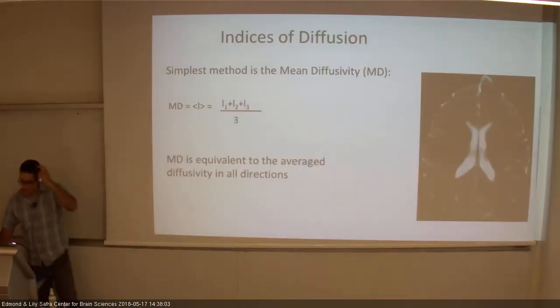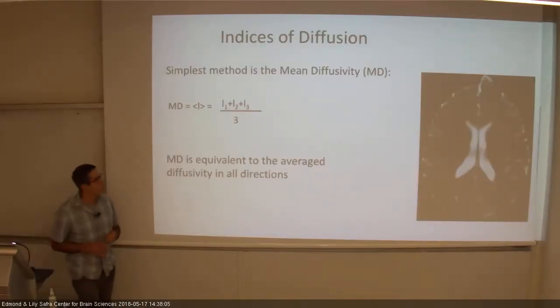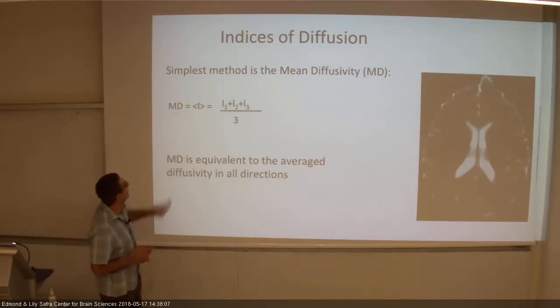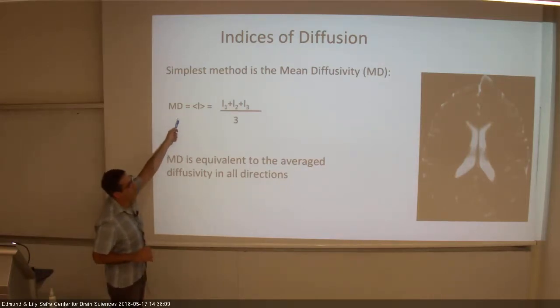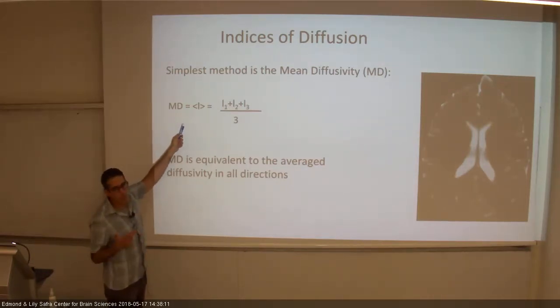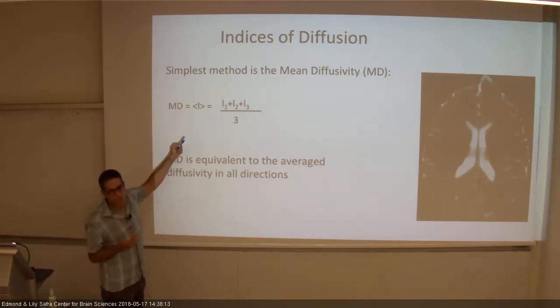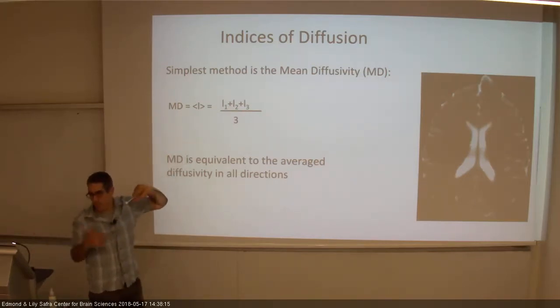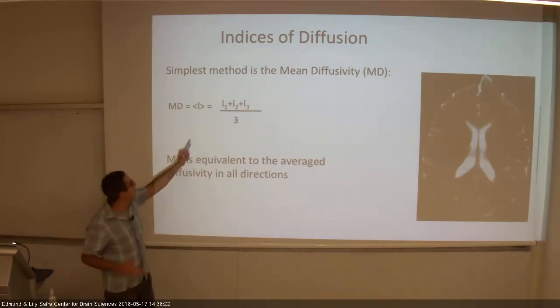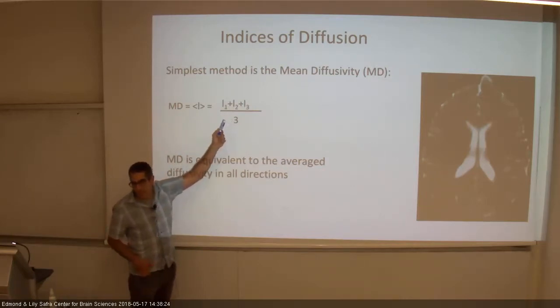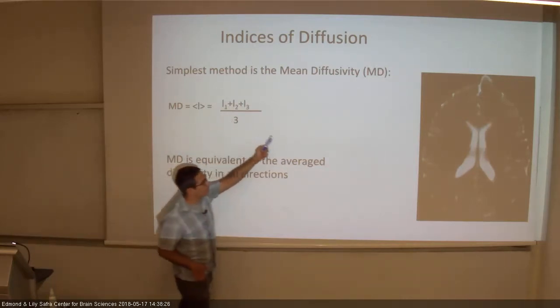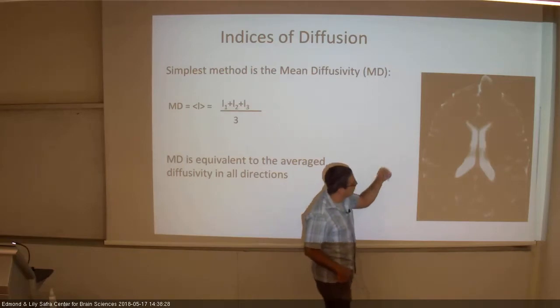Okay, if we average the three lambda values, we're going to get something called mean diffusivity. It is very similar to apparent diffusion, but just the average all over. That's the average that you were mentioning. So I could average everything, and I will get the mean diffusivity, which is essentially to take the mean of the 3 eigenvalues of the tensor, and that's the typical image.